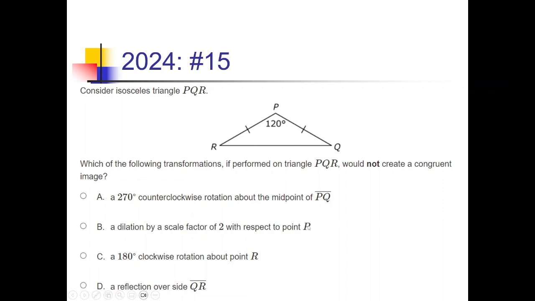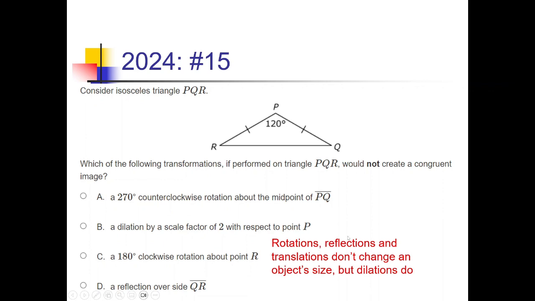Now the thing about congruence, if you rotate or reflect or translate, they didn't do any translations, but if you translate an object, you're going to create an image that is still the same shape and size, still congruent. The only transformation that changes the shape or size of an image is a dilation. So in general, we can say rotations, reflections, and translations don't change an object's size, but dilations do.